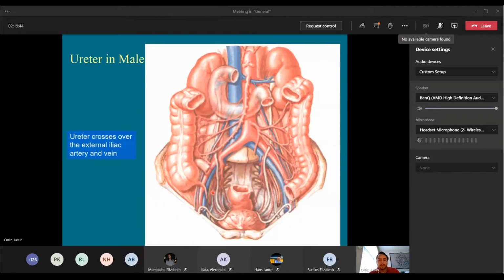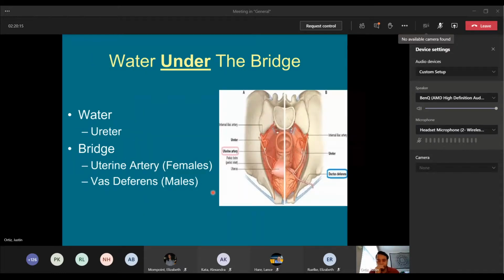Okay. The ureter is going to cross over the external iliac artery and vein, right? But it's going to cross under the uterine artery in females, and it's going to cross under the vas deferens in males, right? So that's when we talk about our water under the bridge. So, water under the bridge.